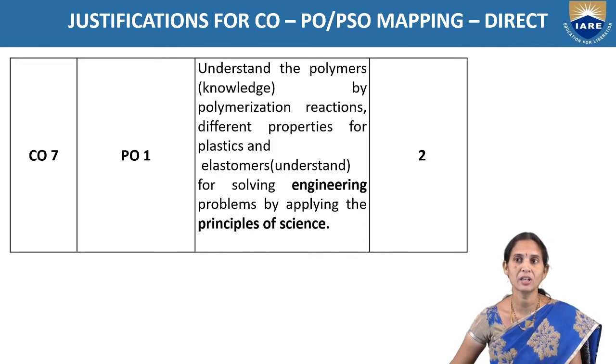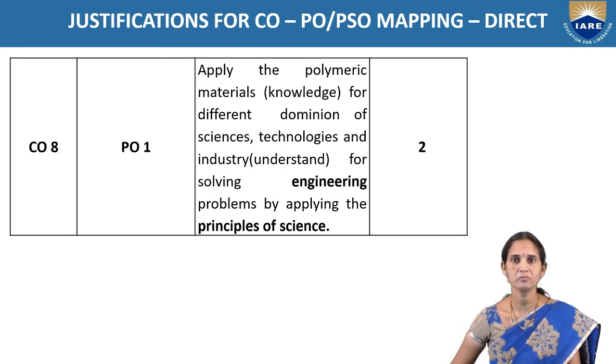So we are giving a number of vital features here because there are no problems here. We are giving no mathematical expression, so we are giving only 2. CO8 mapping with PO1. Apply the polymeric materials. So students are gaining knowledge for different domains of sciences, technologies and industry. So they will understand.